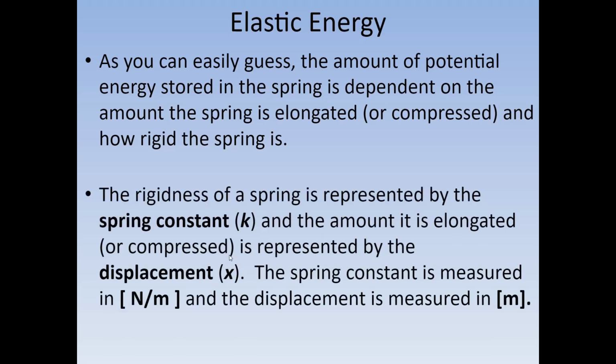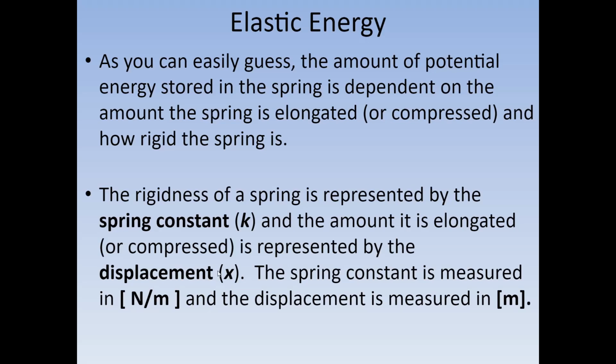The rigidness of a spring is represented by the symbol K for spring constant. So K is an inherent trait of a spring. A spring has a spring constant K, and it will be constant throughout its life for the most part. But different springs could have different spring constants. Just keep that in mind. The spring constant refers to how rigid the spring is. The greater the value of K, the more rigid the spring is.